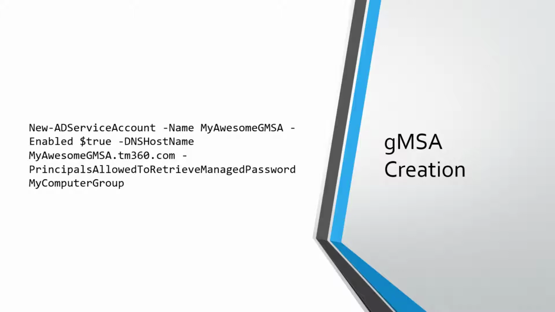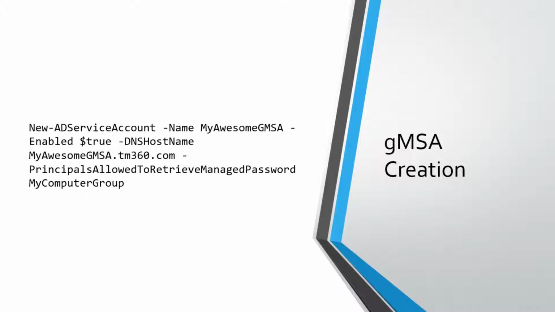Parameter-wise, everything is pretty much self-explanatory here. I'll take a peek at a couple things. That first parameter that I want to go through is the -DNSHostName. This is really what you want to think of as the fully qualified domain name of your service account. So for easy purposes here, take your service account name, the name you just gave it, and add .domainname to the end of it. So in this case, if our Active Directory domain name was tm360.com, our -DNSHostName value would be myawesomegmsa.tm360.com, since myawesomegmsa is what I named this service account.